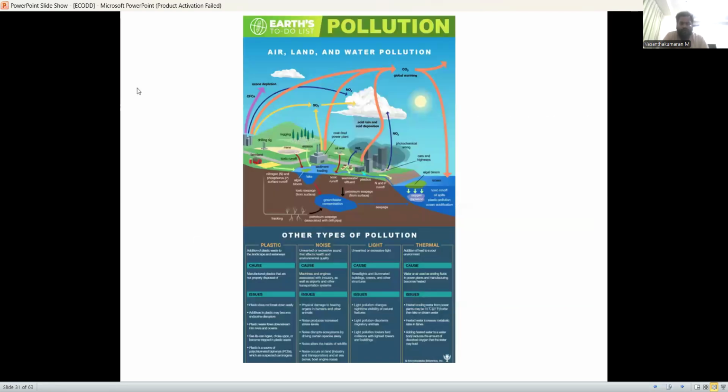Even air, land, and water pollution are interlocked with each other. You can see in this flow chart that they are interlocked. You would have studied about acid rain in your school days, right? Like how the chemical particles are absorbed by the clouds and the acid rain on the Taj Mahal, all those things. It's a very simple concept. It is very correlated with each one.